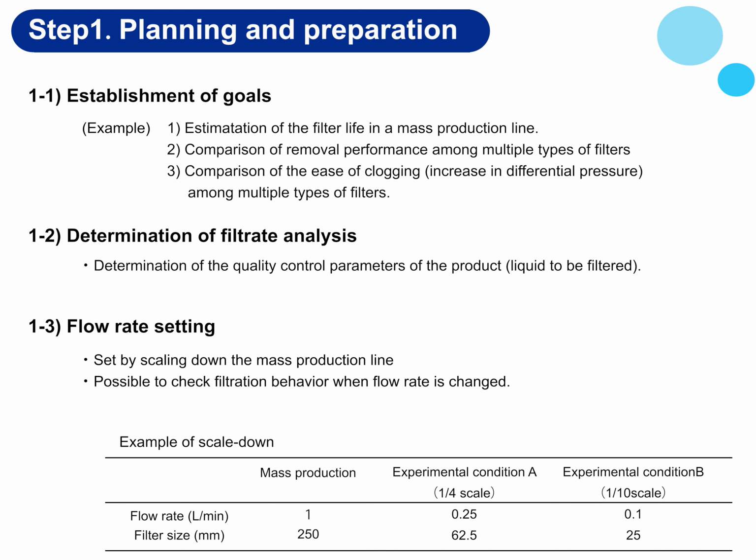If the flow rate for the mass production line is fixed or can be assumed to some extent, it is common to scale down the flow rate according to the scale down ratio of the filter size. Also, by conducting experiments with several flow rates for the same type of filter, it is possible to see the differences in filtration behavior.